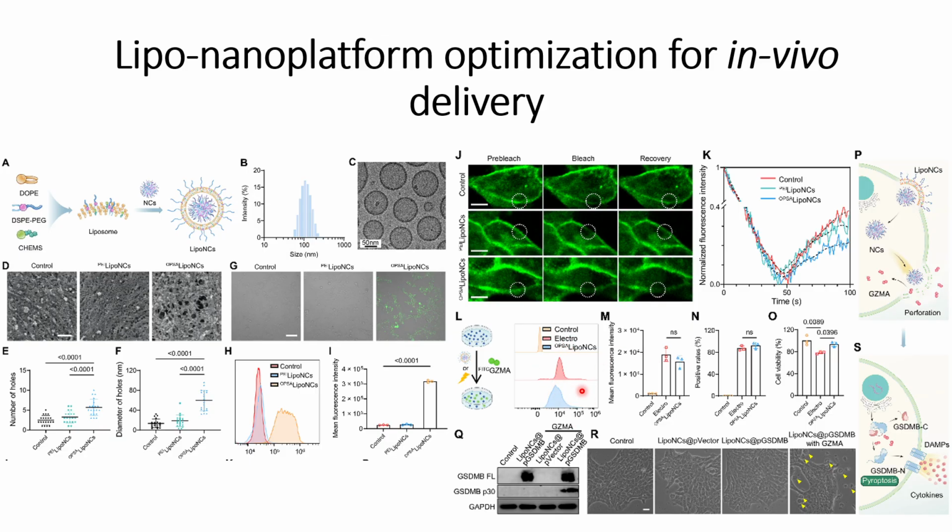This fluorescence means the FITC signals, and they quantified it using mean fluorescence intensity, where the signals are similar. In terms of the positive rate, that is the number of cells that get transfected, it is also similar. And when they check the cell viabilities, they are slightly higher in the case of the OPSA-based lipo-nanocomplex compared to electroporation.